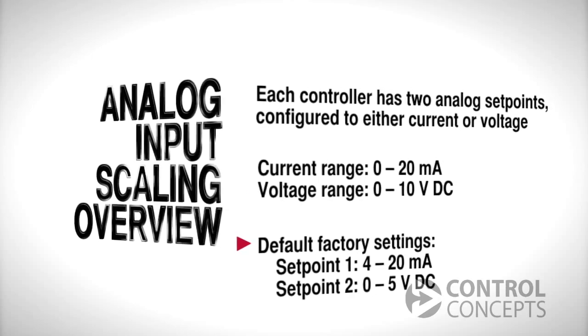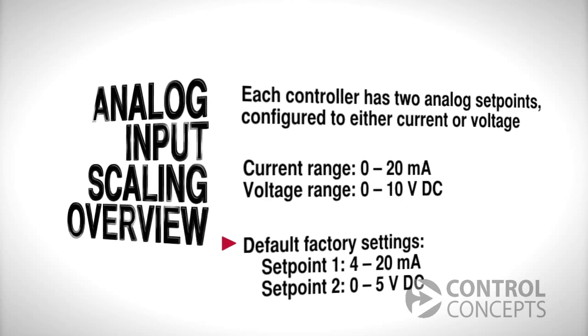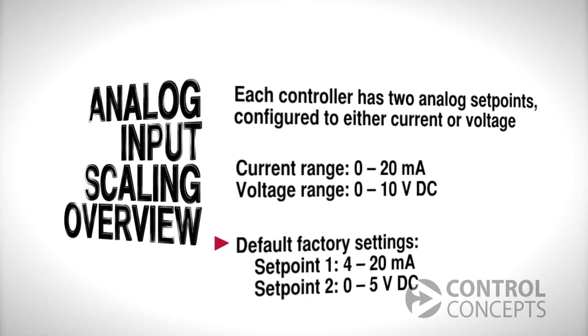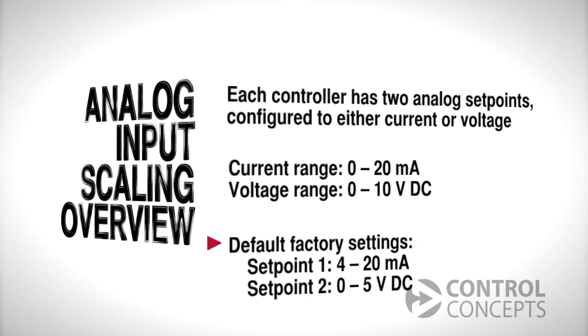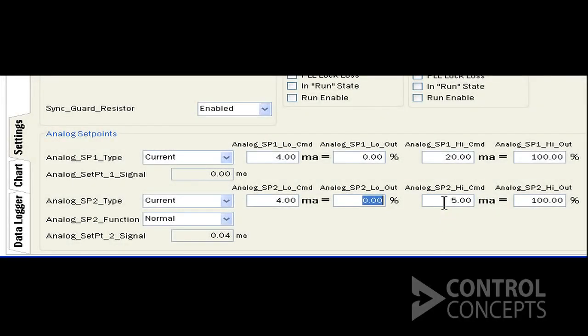Our default factory settings have set point 1 configured for 4 to 20 milliamps current input and set point 2 configured for 0 to 5 volts DC voltage input. With SCR controllers, you encounter a lot of different requirements, so our goal is to show you how to adjust analog input scaling so you can adapt it to whatever you need.